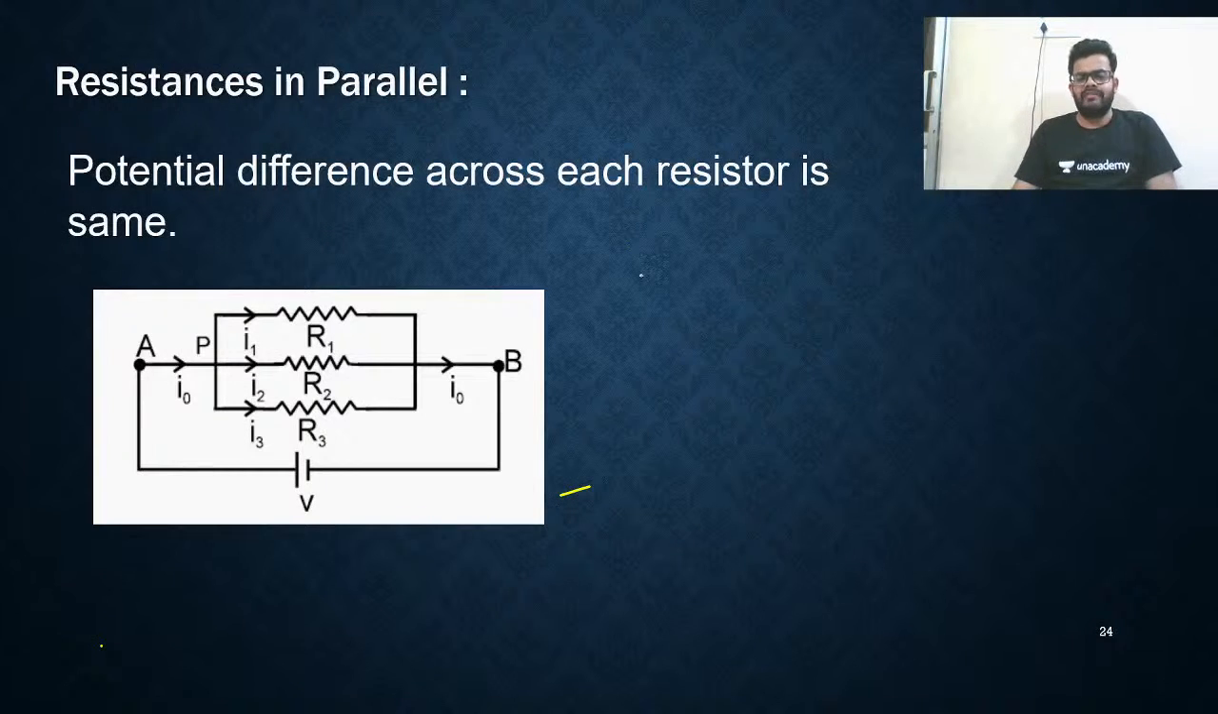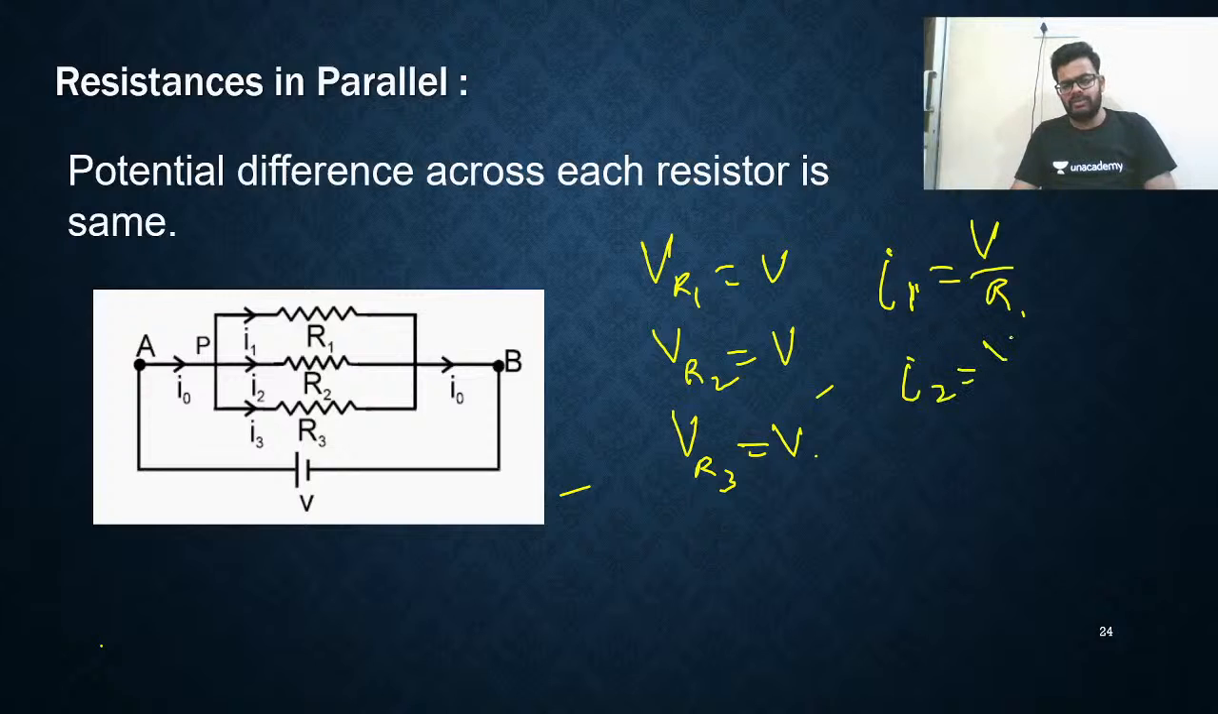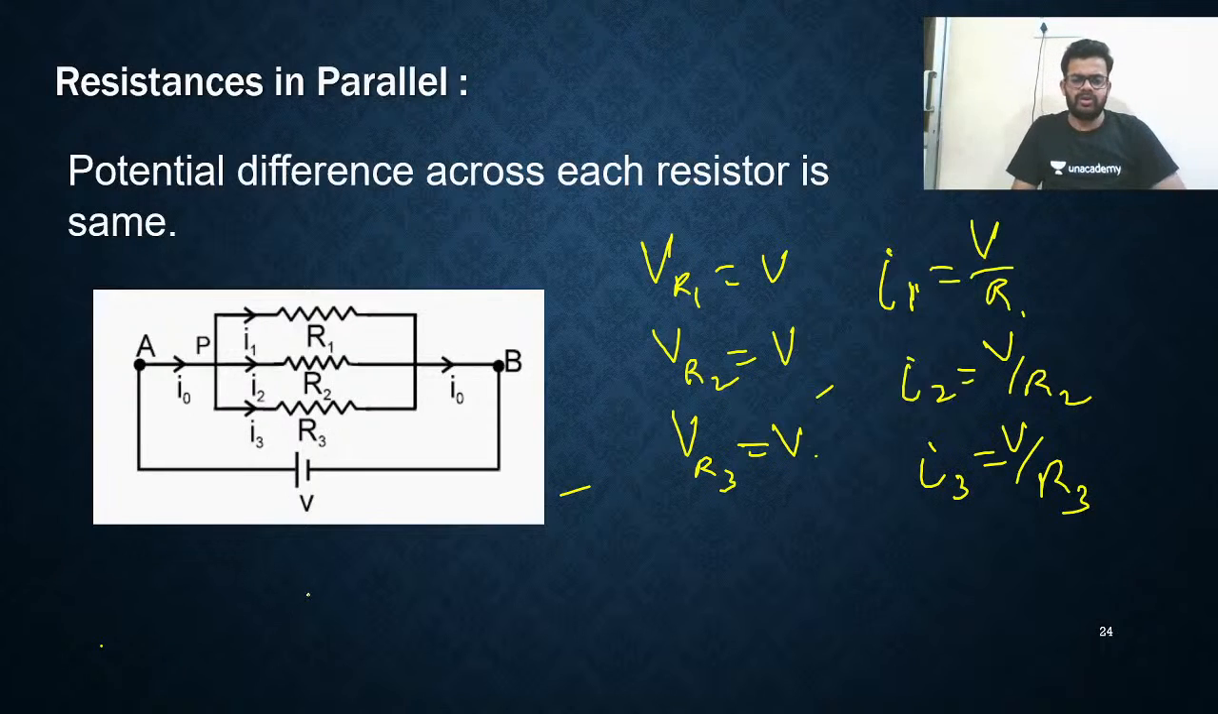You know? So I will say VR1 will be V, VR2 will be V, VR3 will be V. Now you want to find current in first one. Current in first one, I1. So I1 will be equal to what? V upon R1. I2 will be equal to what? V upon R2. I3 will be equal to what? V upon R3.